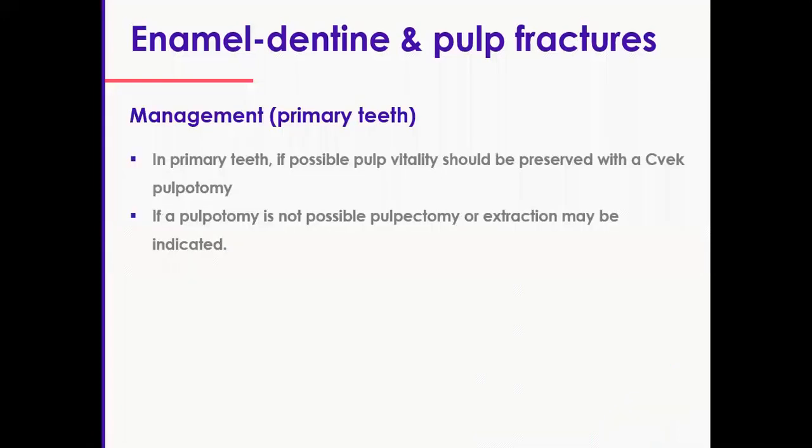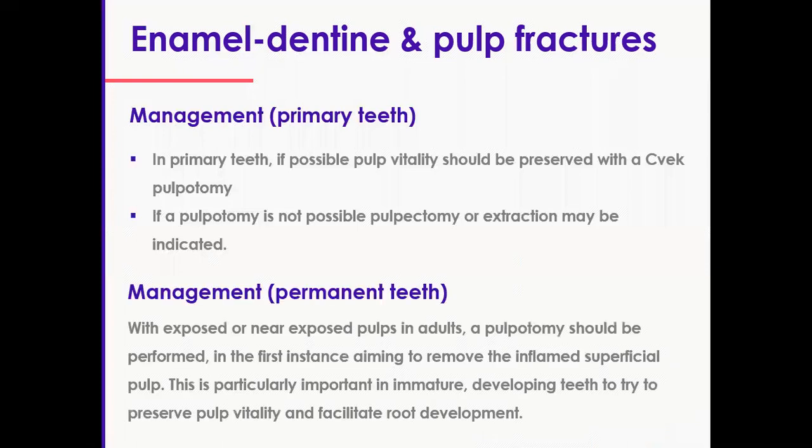The management in primary teeth involves a Schweck pulpotomy to preserve the vitality. However, if pulpotomy is not possible for whatever reason, consider the full removal of the pulp or extraction. In permanent teeth, if you have an exposed or near exposed pulp in adults, you should do a pulpotomy to remove the inflamed superficial pulp.